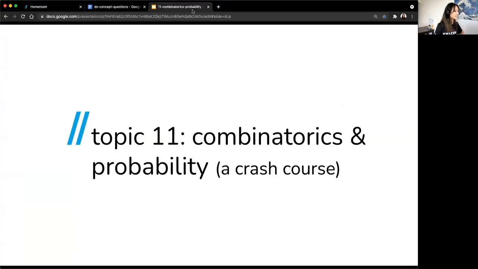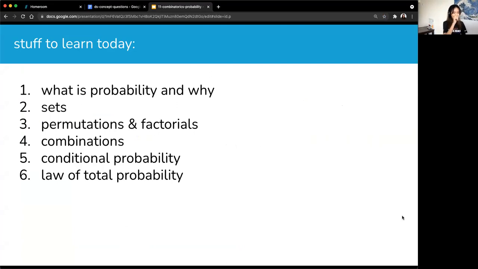All right, let's get started. So topic 11 is probability. 12 to 17 is statistics. I will tell you that in college, I did 2 semesters of probability and 2 semesters of statistics, and this covers 80% of that. So it's going to be very, very intense, but I will make a note of what is important and what isn't. So what we're going to talk about today: what is probability and why it's important for us. We're going to talk about sets, permutations, factorials, combinations, conditional probability, and the law of total probability. We'll get to all of these in a little bit.